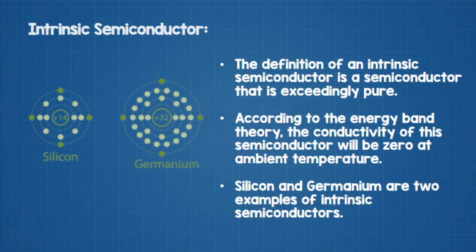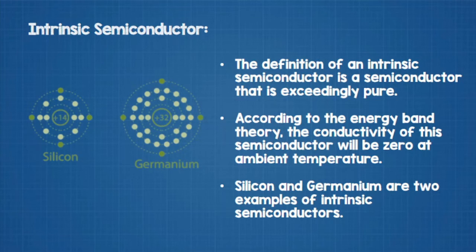Now, let's see what intrinsic and extrinsic semiconductors are. A semiconductor substance has an electrical property that sits between an insulator and a conductor. Silicon and germanium are the greatest examples of semiconductors. There are two types of semiconductors, intrinsic semiconductors and extrinsic semiconductors, p-type and n-type.